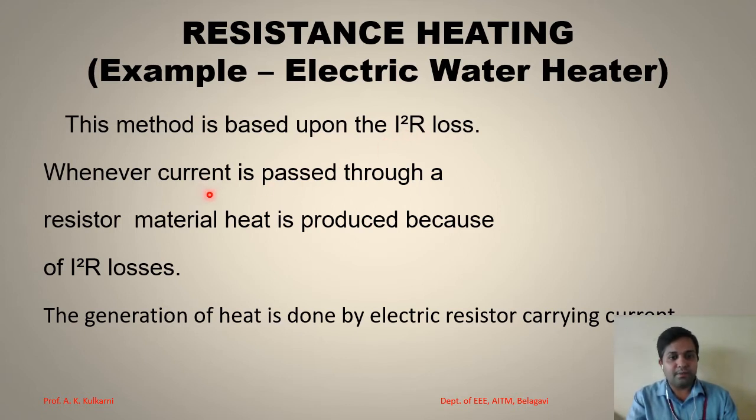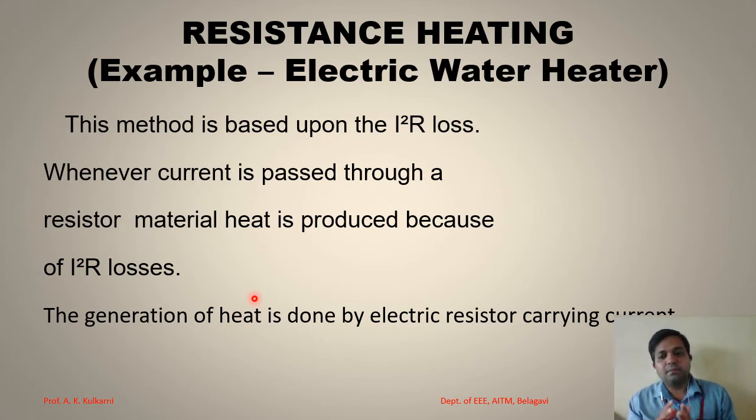Whenever current passes through a resistor, the material gets heated up. It is produced because of I squared R losses, which we already studied in various subjects. Once we have I squared R loss in that material, it will get heated up. If you consider a transmission line, it has a certain amount of resistance also. Current is passing continuously, so due to that, they get heated up.